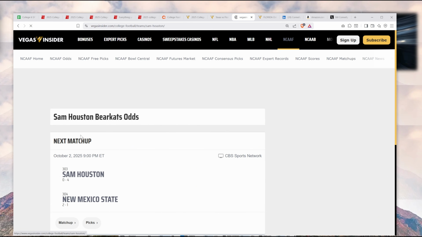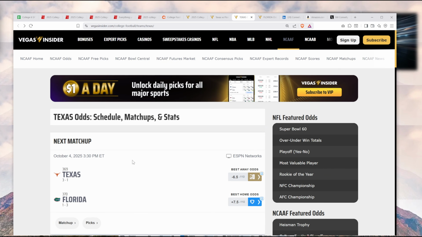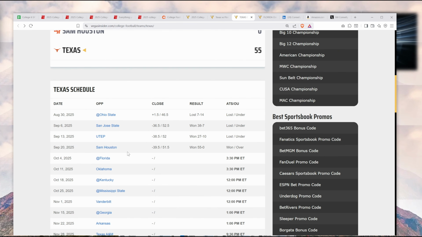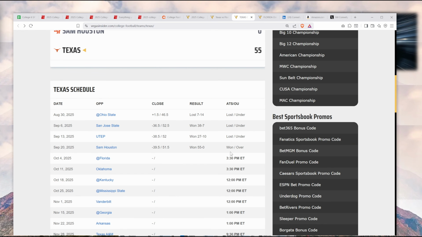So Sam Houston, in their last game, no, Texas. This is Texas's schedule. So Texas, in their last game, they played against Sam Houston. The point spread was minus 39.5. They won the game 55-0, and they covered the point spread because they won by 55 points, and the spread was 39.5. So they covered by 15.5 points. So you want to see if they covered the point spread and by how much they covered.